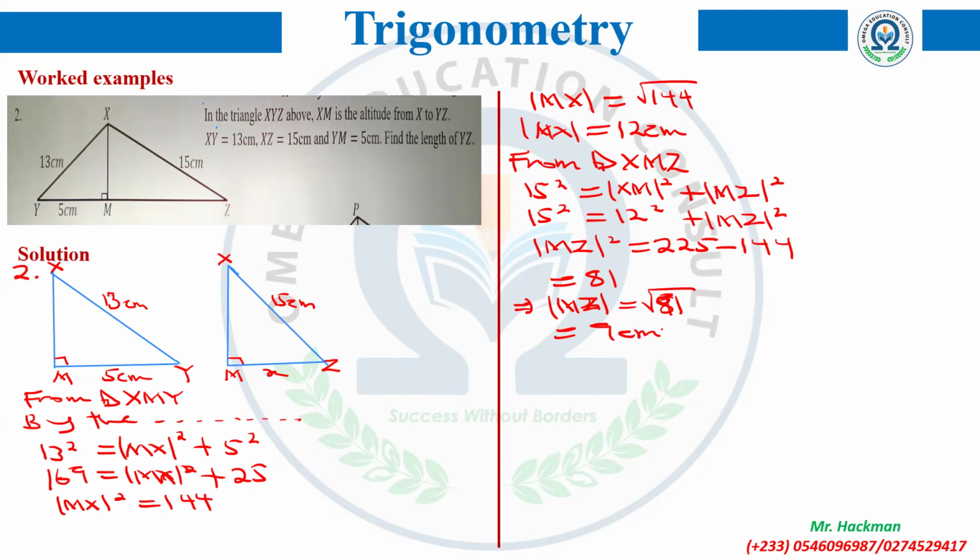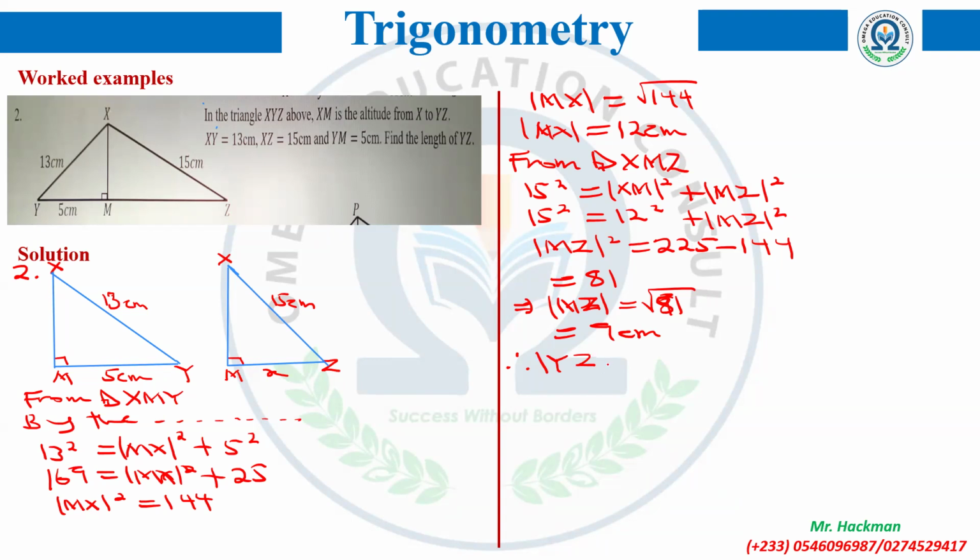Is that clear? Yes, please. Were we asked to find MZ directly? No, it's only a means to an end, so you cannot write therefore. Now that you know MZ, I can come and say, therefore, what I was asked to find. What was I asked to find? The length of YZ.